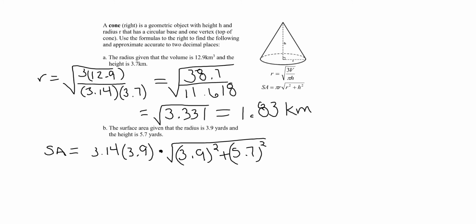Okay, so let's do 3.14 times 3.9 to simplify the outside. And we get 12.246 times. Now, underneath the radical, if I do 3.9 squared plus 5.7 squared, I get 47.7. Then I have to take the square root of that.